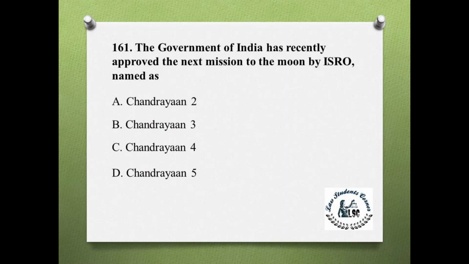Question number 161. The Government of India has recently approved the next mission to the moon by ISRO named as option A, Chandrayaan 2. Option B, Chandrayaan 3. Option C, Chandrayaan 4. Option D, Chandrayaan 5. Correct answer is option B, Chandrayaan 3.